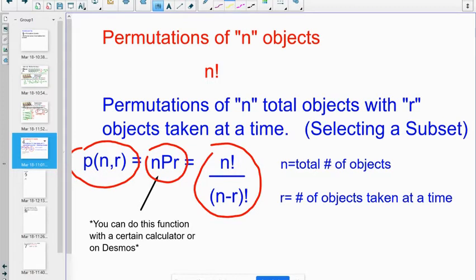So n is the total number of objects. For that last problem, our total number of objects were those 4 people. So I'm just going to write down 4 people in this case. And then our r was the number of objects taken at a time, and those were the 2. We were choosing 2 people because we had those 2 chairs. So our r was 2, and our n was 4.